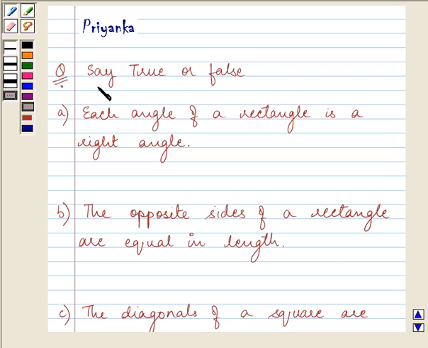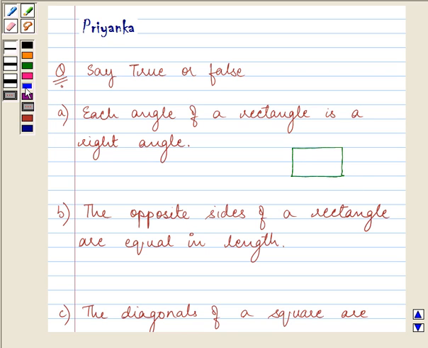It says, say true or false. Now, the first statement given to us is, each angle of a rectangle is a right angle. So, let us draw a rectangle and let us see what it is talking about.